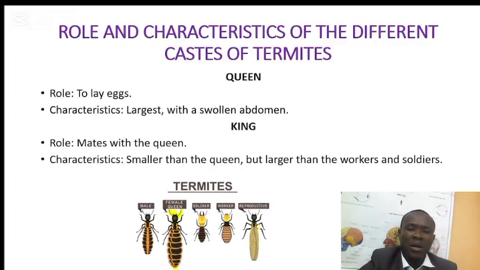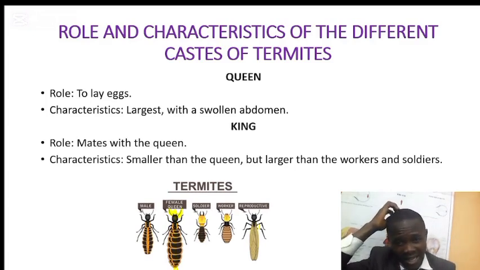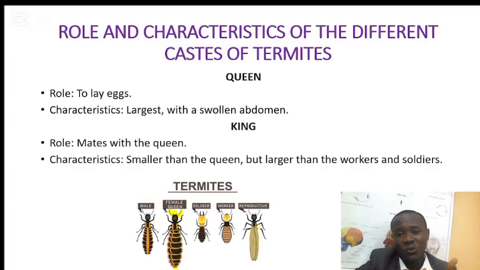So now let's talk about the queen and the king. Let's talk about social insects. That one was just a side attraction to remind you how WAEC will come with their question and how you have to answer it. So let's focus on actually what we are to do. We are going to start with the first caste here, which is the queen. The role of the queen is to lay eggs for the colony.